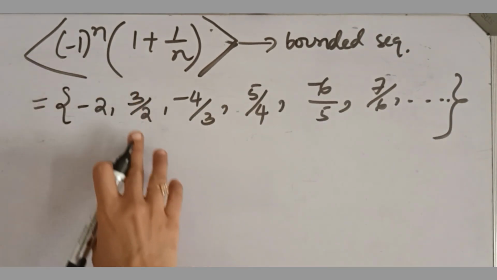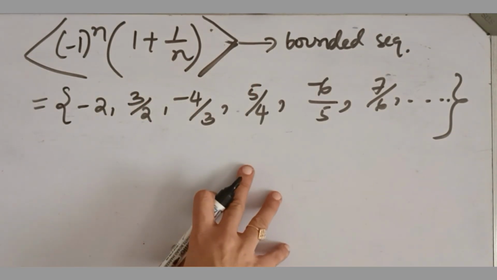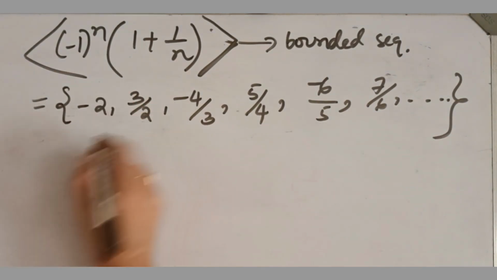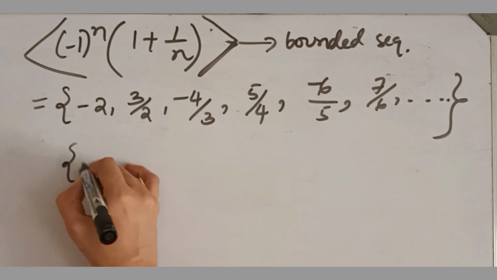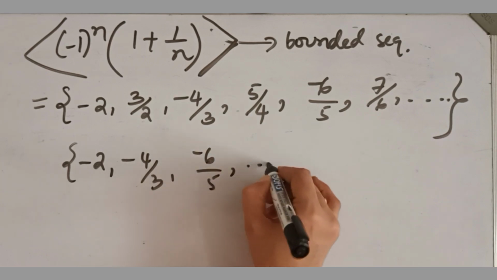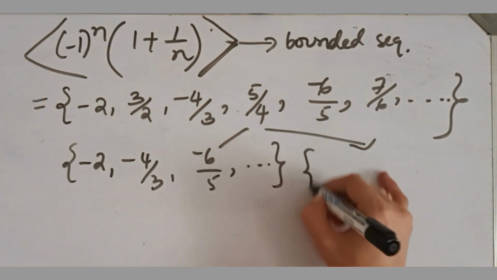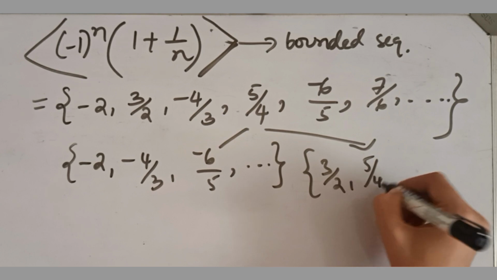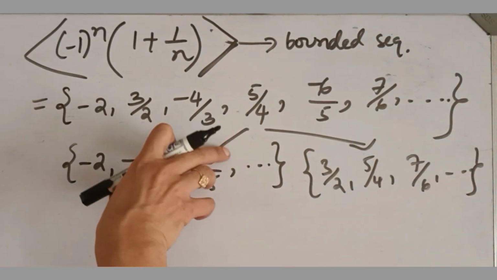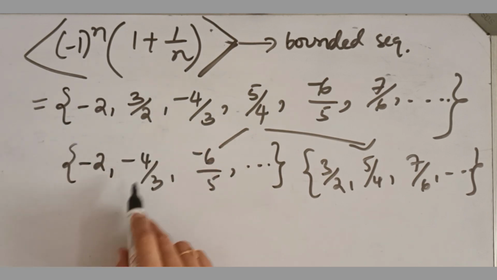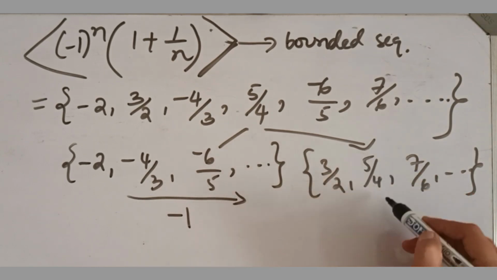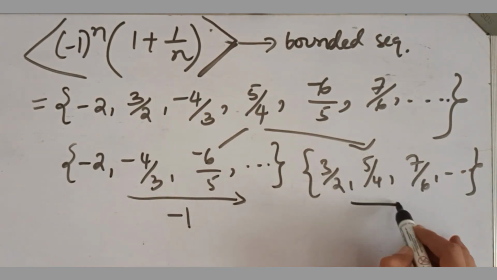You can solve this using the concept of subsequences as well. So when you expand this sequence, you will get the terms of the sequence. Now you have to form the subsequences of this sequence. One is -2, -4/3, -6/5 and so on. Another subsequence is 3/2, 5/4, 7/6 and so on. Now you have to find the limit of these sequences. -2, -4/3, so it goes towards -1. Then 3/2, 5/4, 7/6, so it goes towards +1.